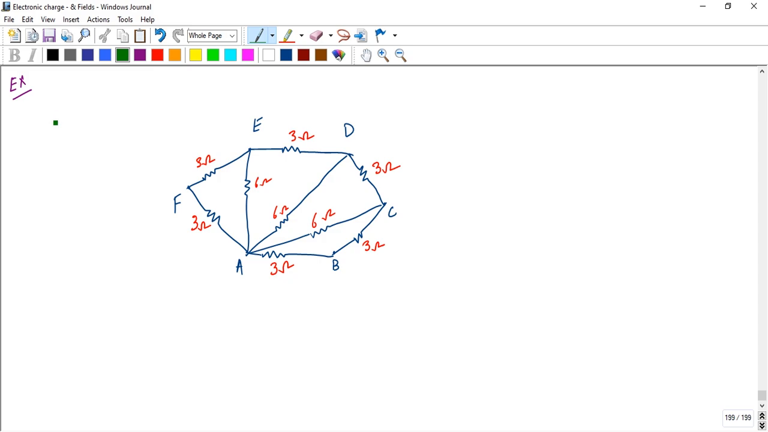Calculate RAB, the total resistance across the A and B terminals. That's very important, how to solve this type of numerical, so see the diagram very carefully. When you calculate the total resistance between A and B terminals, first copy the diagram.